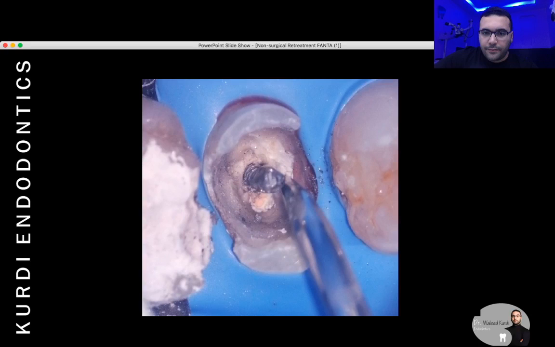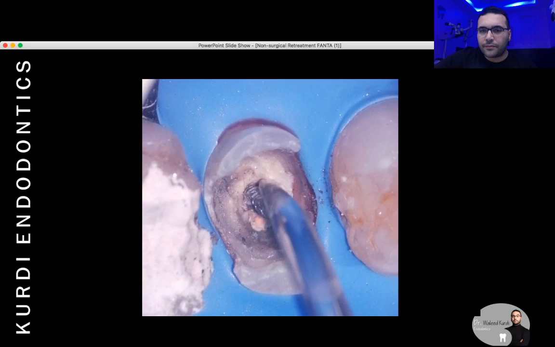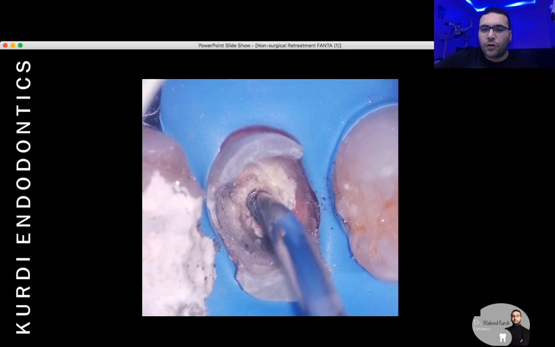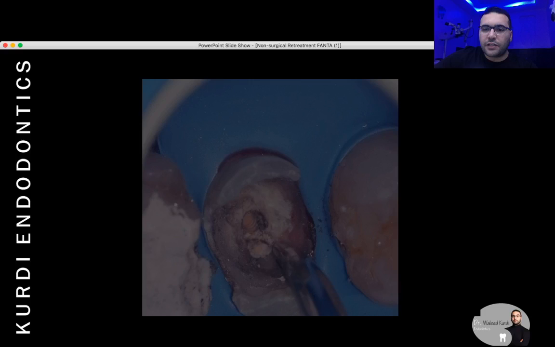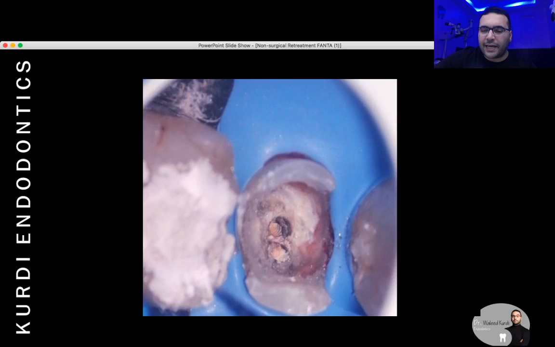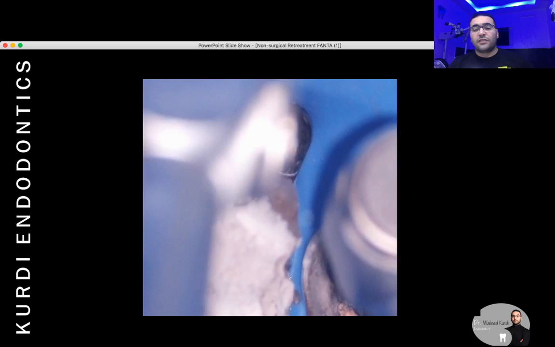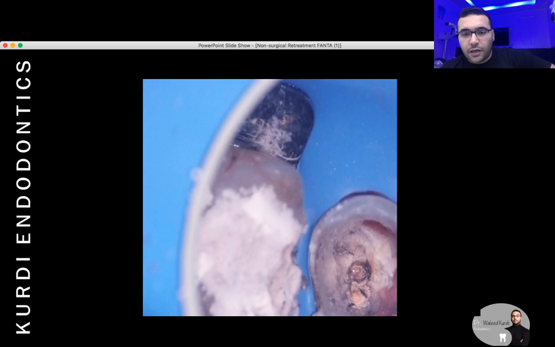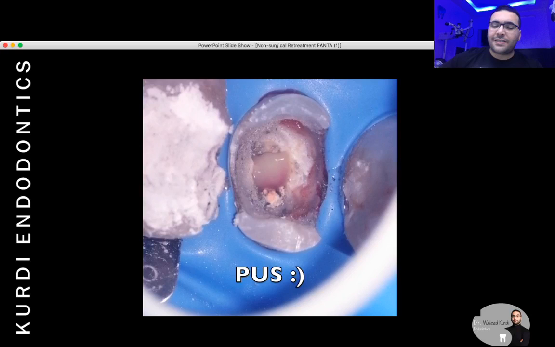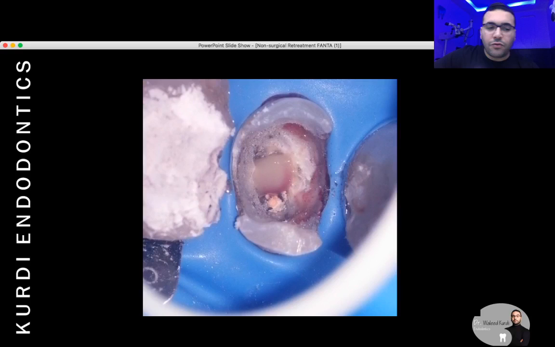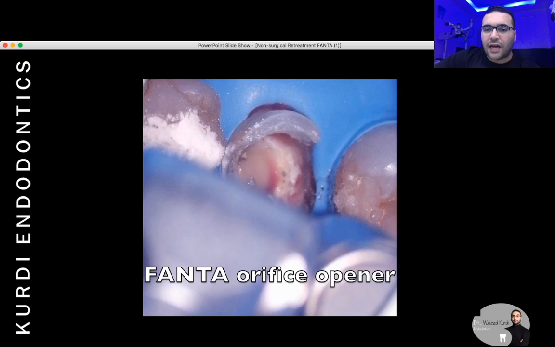I think after this lecture, now you know why we go counterclockwise, why we are using coolant, why we just use it for 10-15 seconds and then cool again, why you are using Fanta AF F1 Blue now as an orifice opener. This one is the Fanta S4 orifice opener, and even just by making this kind of drill, you will see the whole pus coming out from inside the canal.